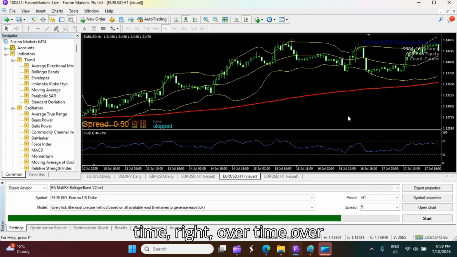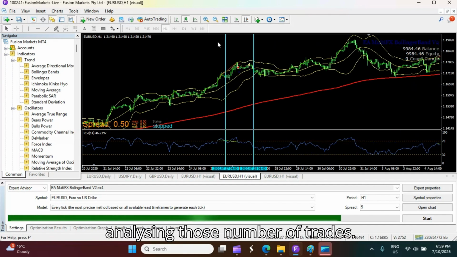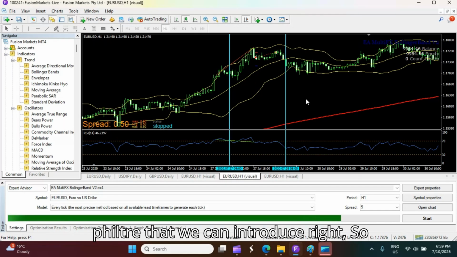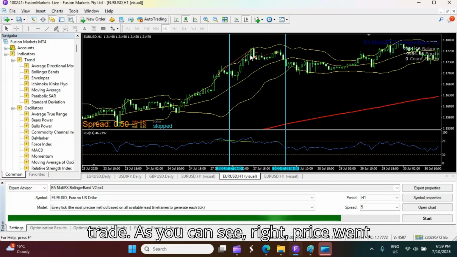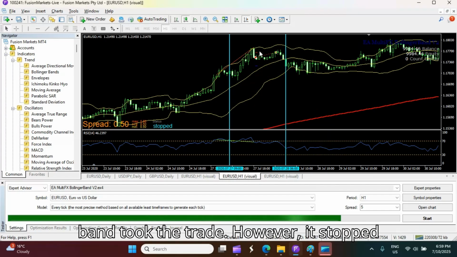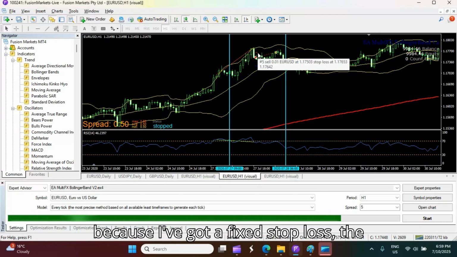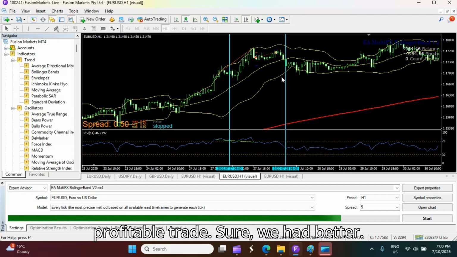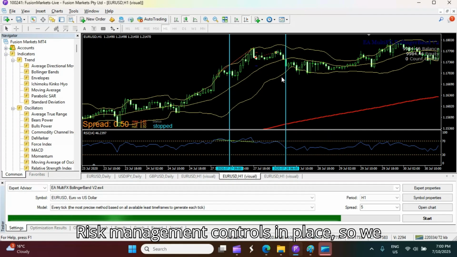And so over time, analyzing those number of trades, I started thinking what would be another filter that we can introduce, so we didn't get knocked out all the time. This one would have been a profitable trade, as you can see. Price went up above the upper band, across the lower band, took the trade. However, it stopped me out. It goes to show you that because I've got a fixed stop loss, the price just took me out when it was going in the right direction. So that would have been a profitable trade should we have had better risk management controls in place. So we let that one go.